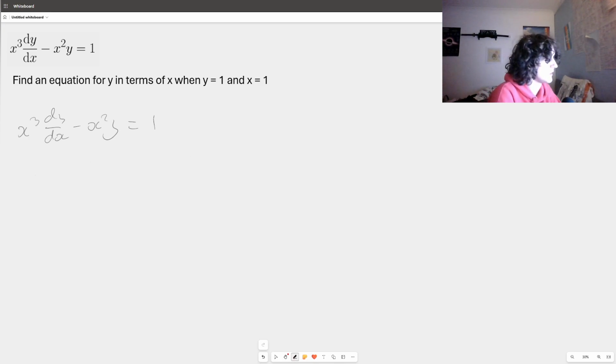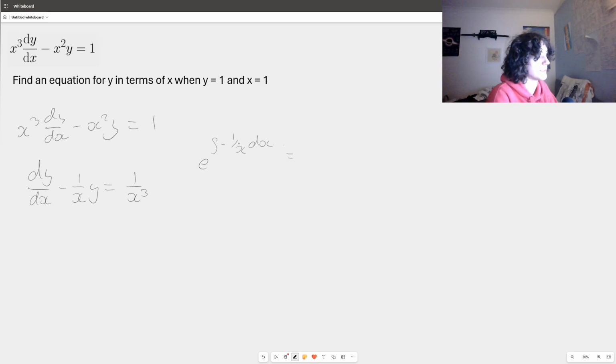So in order to use the integrating factor, we need to have just the dy by dx. We're going to divide by this x cubed. So x squared divided by x cubed is just 1 over x. This is times y is equal to 1 over x cubed. I'll rewrite that in the next equation as x to the minus 3, but just for now, it's 1 over x cubed. So our integrating factor is going to be e to the integral of minus 1 over x dx.